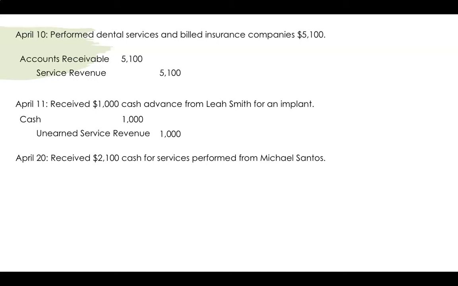Now on April 20th, we received $2,100 in cash for services performed. So we need to show that we're getting our cash. So we debit cash. And why did we get this cash? Because we performed services, right? So once again, we see the terminology services performed. Just like we saw back on April 10th when we performed services, when we see those, we need to be thinking service revenue, right? So we increase our cash and we increase our revenue by this $2,100.